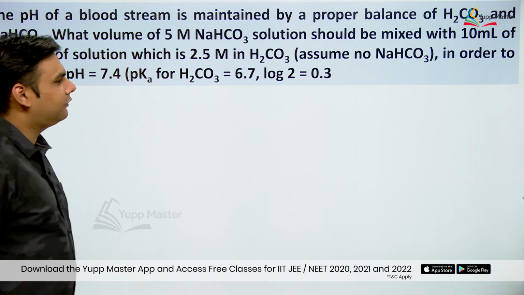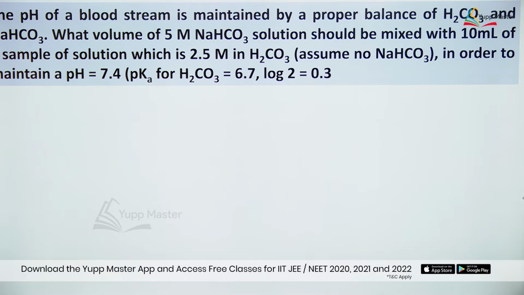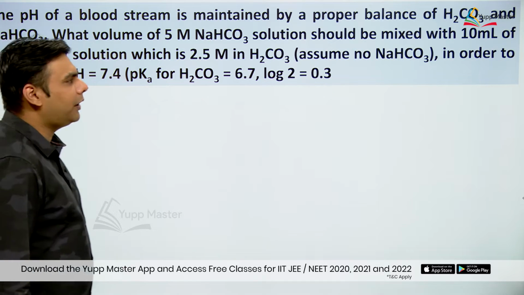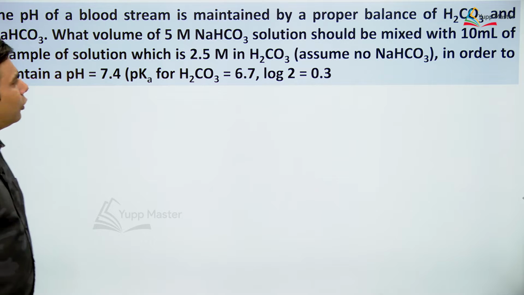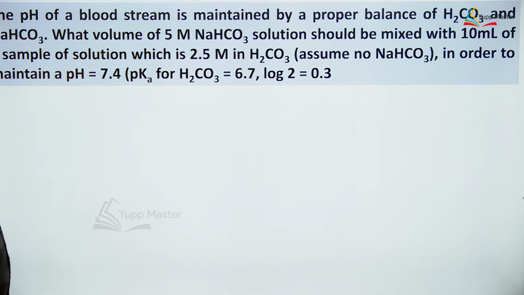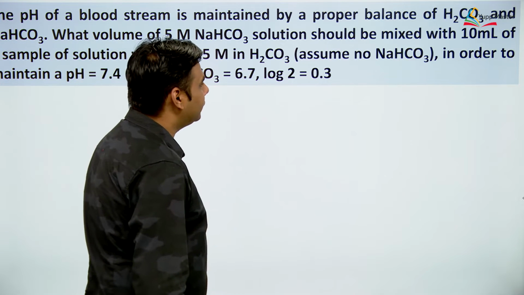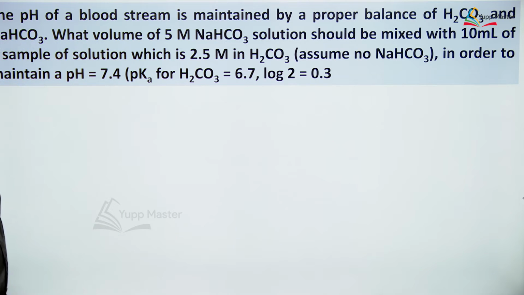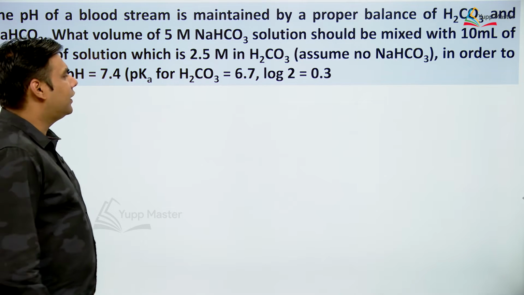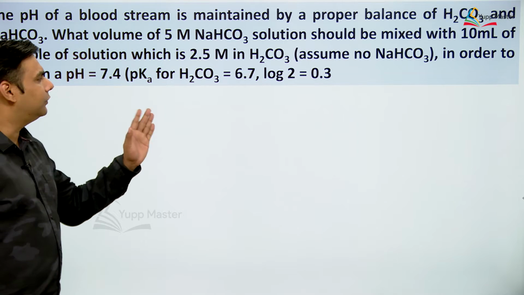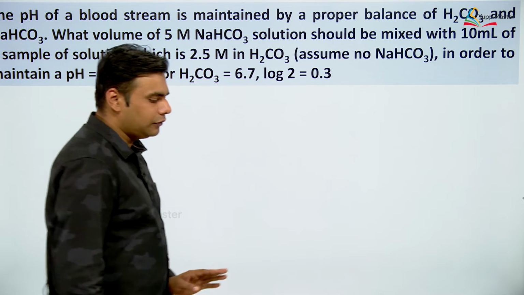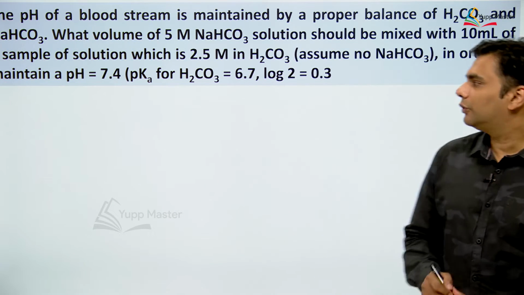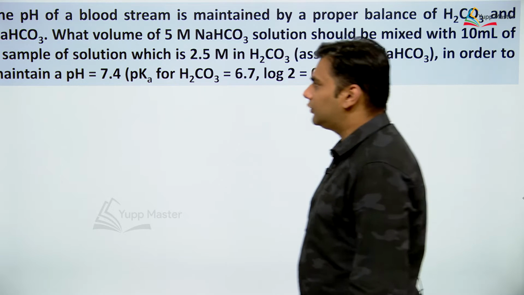Now first read this question: the pH of a blood stream is maintained by a proper balance of H2CO3 and HCO3 negative. What volume of 5 molar NaHCO3 solution should be mixed with 10 ml of a sample of solution which is 2.5 molar in H2CO3, assuming no NaHCO3 is present initially, in order to maintain a pH of 7.4? The pK value for H2CO3 is given as 6.7 and one log value is given to you as 0.3. Okay, so let's try to solve this question now.